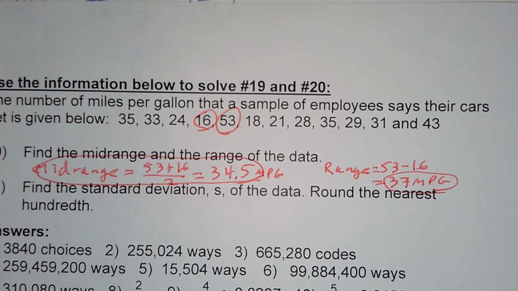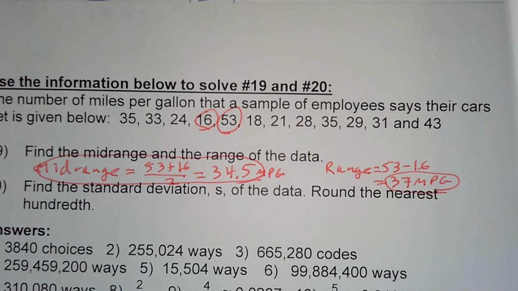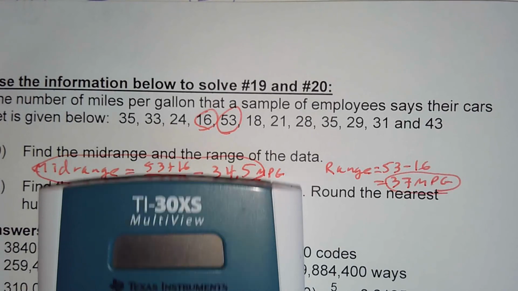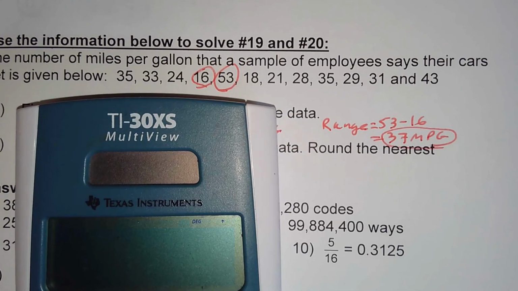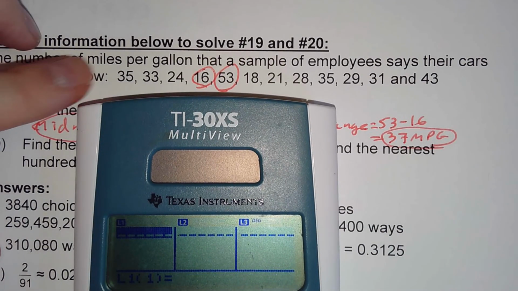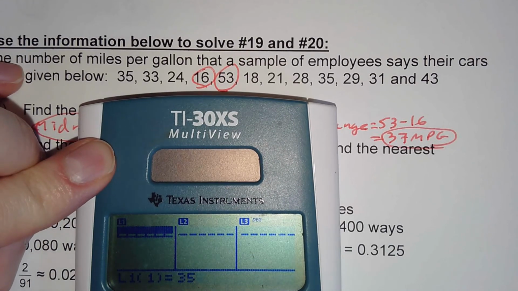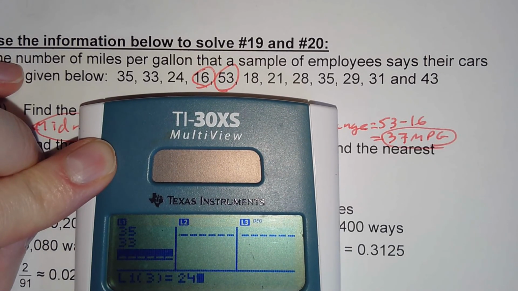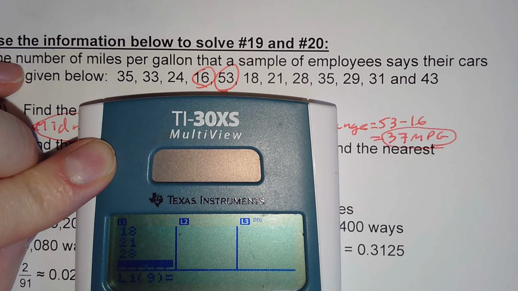Number 20, standard deviation. Yuck. Okay, again, we don't want to do that by hand. So we're going to use our calculator. So let's get the data. Again, I'm going to need to clear this out, so I'm going to hit data again. Option 4 to clear everything out. And I'm just going to put all this data here in the first column. So 35, 33, 24, 16, 53, 18, 21, 28, 35, 29, 31, and 43.